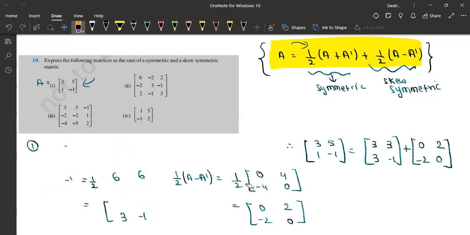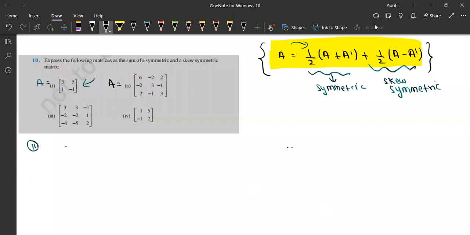So let's do the second one. We have a matrix A given: 6, -2, 2, -2, 3, -1, 2, -1, 3. We only have to use the same formula. So let's first find A transpose here. You have understood how to find the A transpose, so I'll be a little fast here. A transpose is simply going to be 6, -2, 2, -2, 3, -1, and 2, -1, 3.